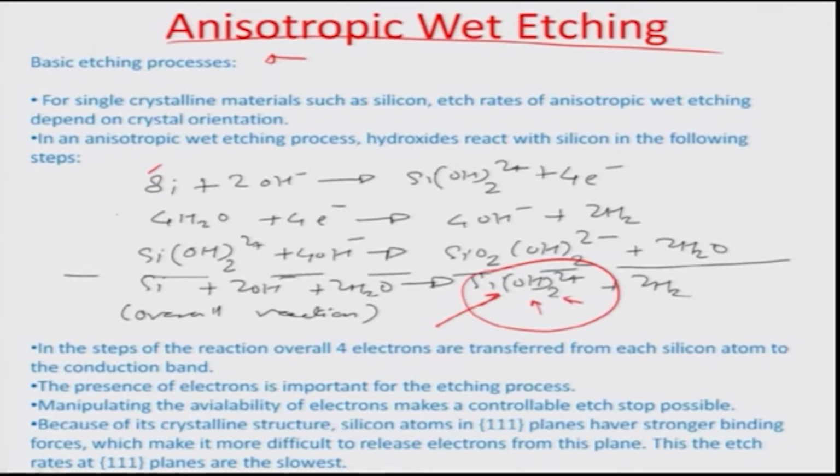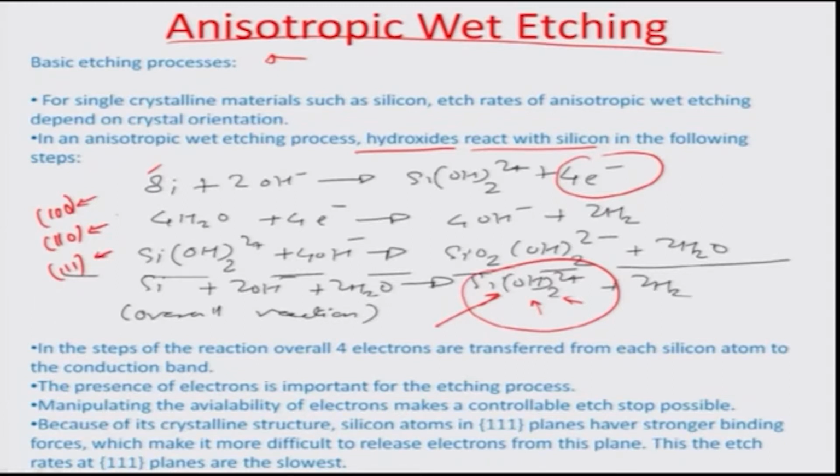So there is effectively a 4 electron transfer process involved whenever we are talking about hydroxides to etch silicon. This 4 electron transfer process is also dependent on the particular plane of silicon which is being etched. For example, if we talk about different planes of silicon, there is a plane along the 100 direction, or 110 direction, or 111 direction. We already know what these planes are because I had defined this earlier.